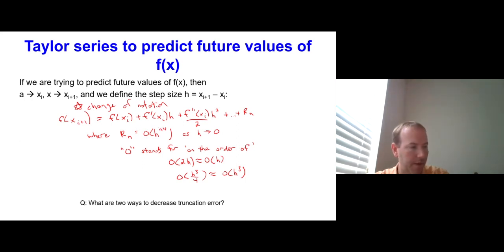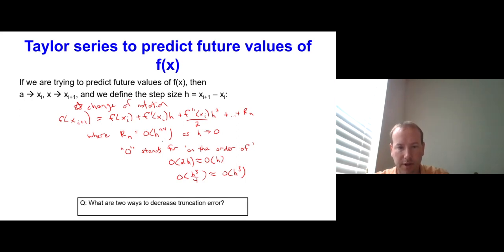So there are two ways to decrease this error. One is to take smaller steps. So the smaller the h is, the smaller the error. And the other is to make n higher and higher, which means to take more and more terms, and that will also decrease our error. So we can either increase the number of terms that you see up here, take higher order terms, or we can decrease our step size.